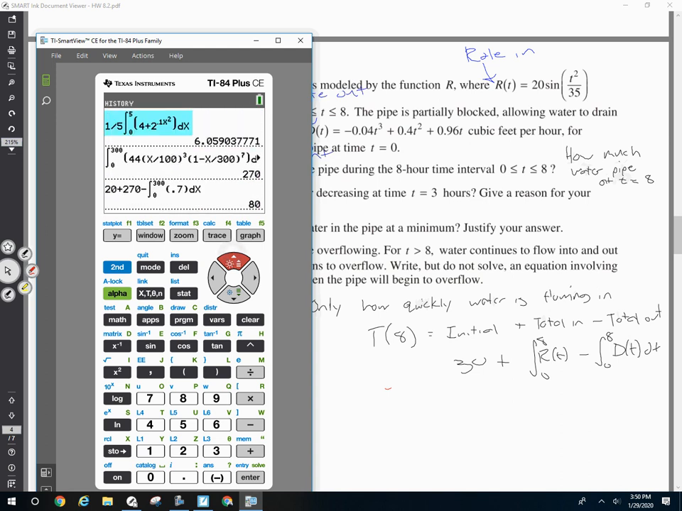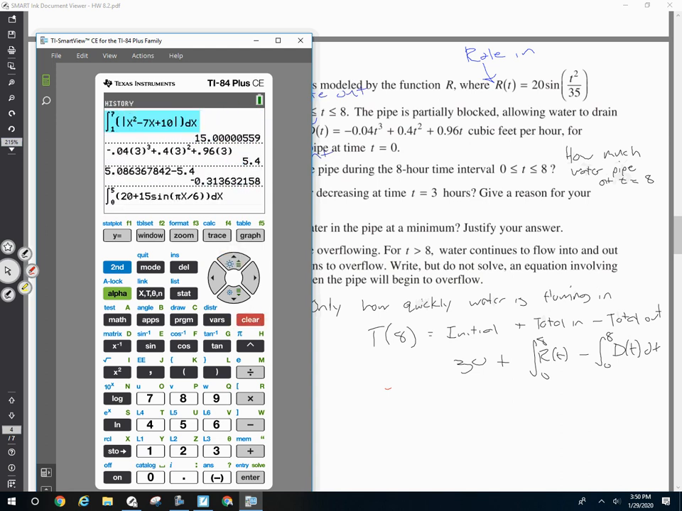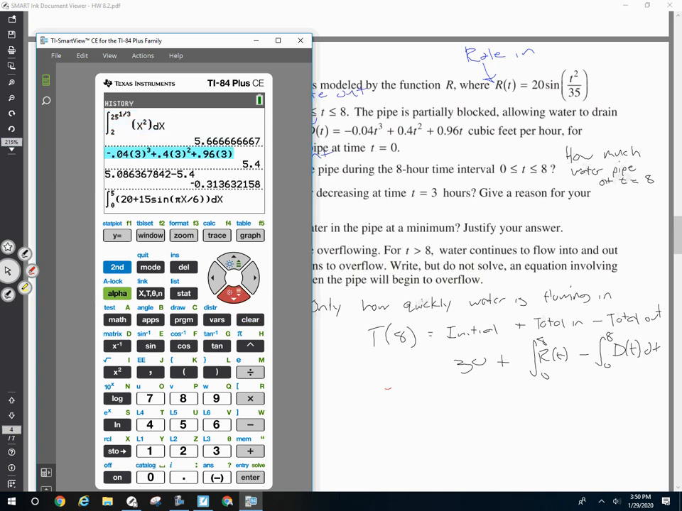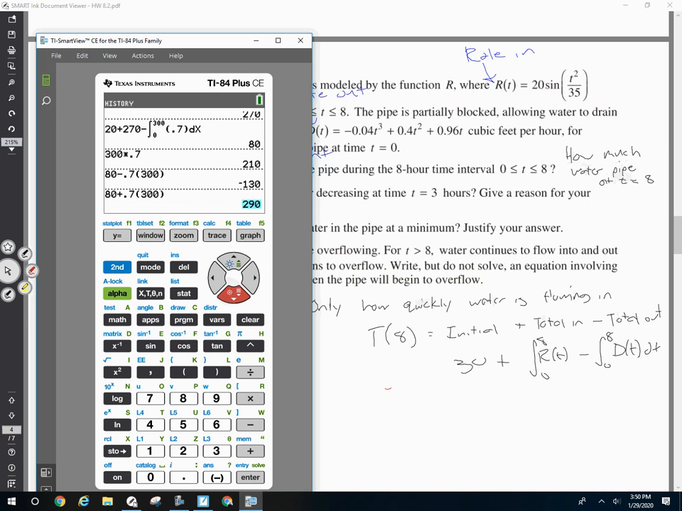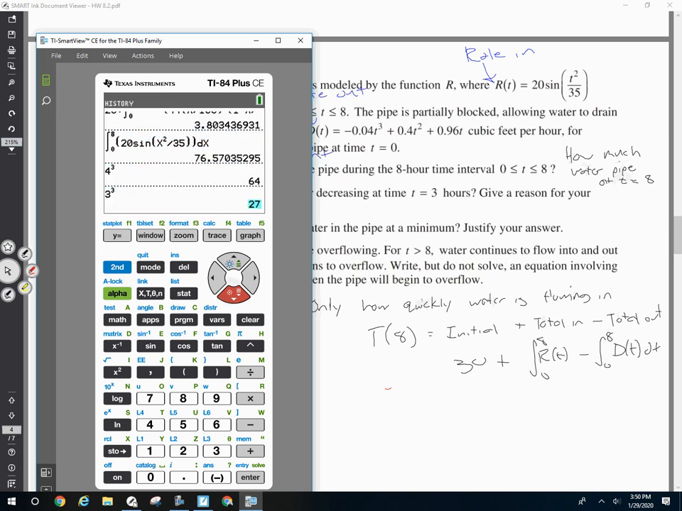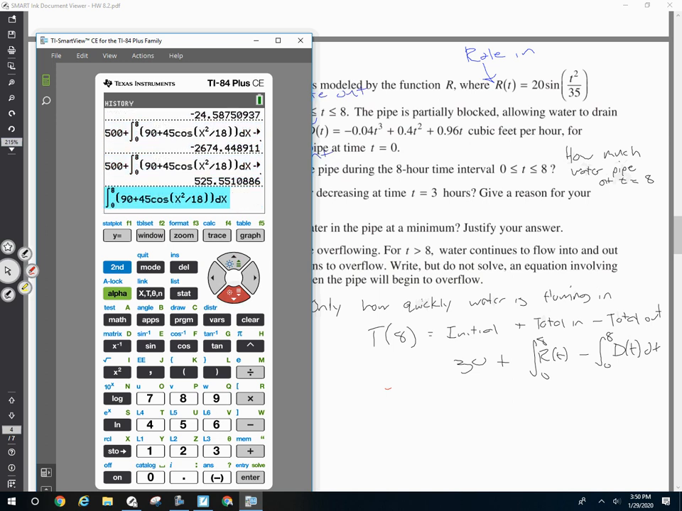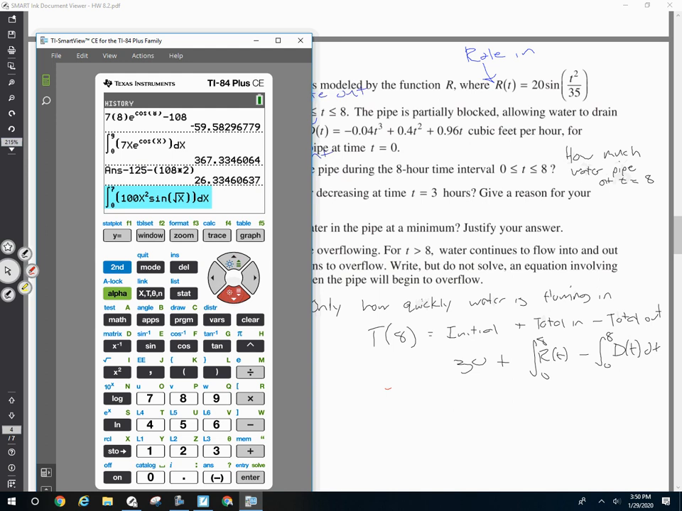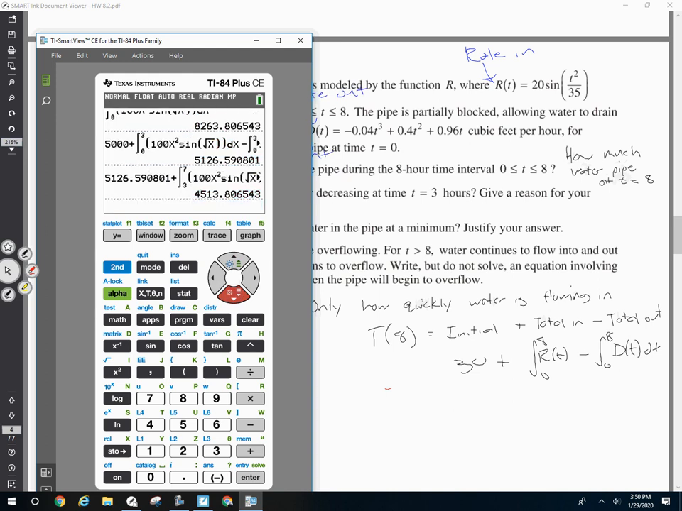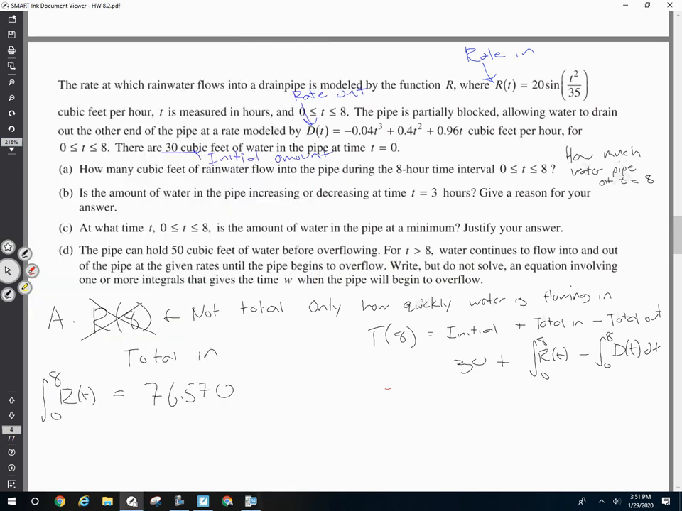Did I do these? It'll take me too long to type it in. I'll type it in. But literally, 30 plus integral 0 to 8 of this. Don't plug in anything. It's with the t's, minus the integral from 0 to 8 of that. Okay? And that's how we got the answer, 48.543.